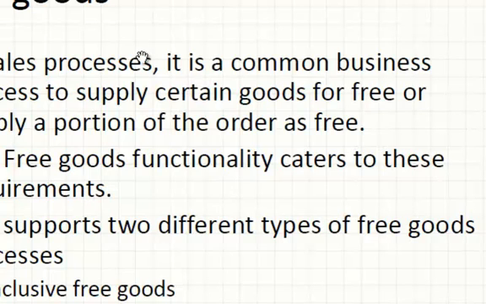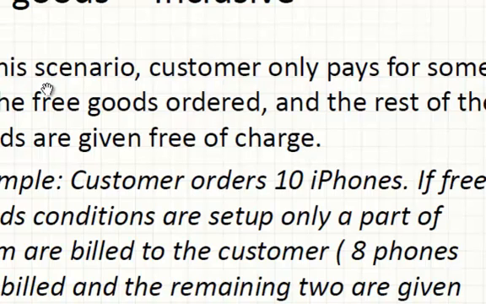Okay, it's a common business process to supply certain goods for free or supply a portion of the order as free. SAP supports two different types of free goods process, inclusive and exclusive. The first one, as I discussed, is inclusive. In this scenario, the customer pays for some of the goods ordered, and the rest of the goods are given free of charge. Yeah, this is a mistake on the slide; I should take out the free here.